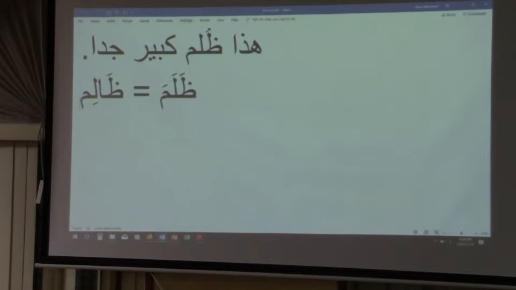ظلم كبير يا علي. ظلم كبير. هذا ظلم كبير جدا يا علي.